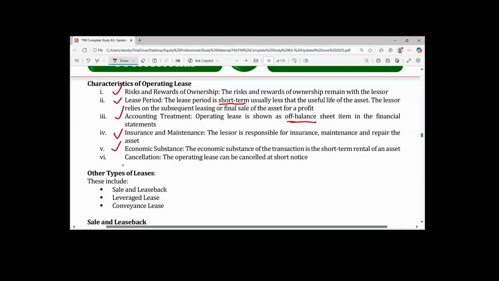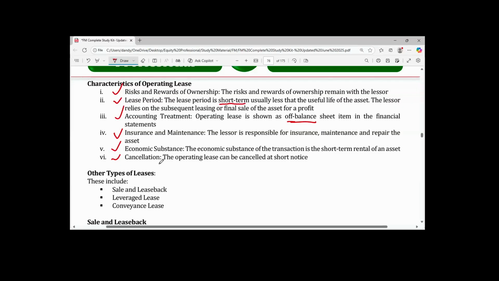Then the last one is cancellation. As far as operating lease is concerned, the lessor can cancel it at any short notice. All right. Either party can cancel at any short notice. So it's not mandatory on any of the parties. It can be cancelled at any time. So these are some of the features of operating lease.